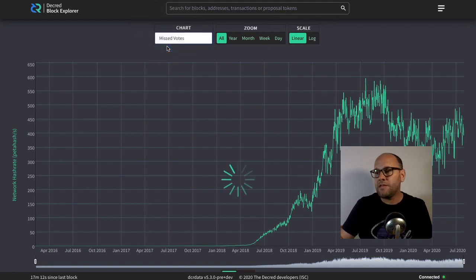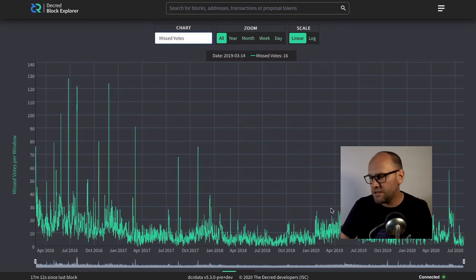And then finally, the missed votes. You wouldn't want to see too many missed votes either. I believe this is to do with you not getting your rewards. I might have to look into that a bit further, but ultimately it should be something like 0.01% of missed votes or something like that. Anyway, I hope that was useful. I hope you found out loads of information from that.